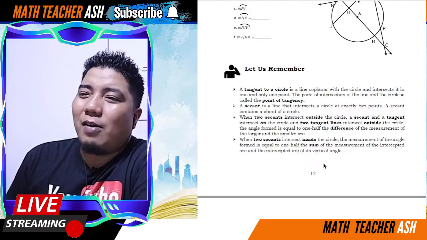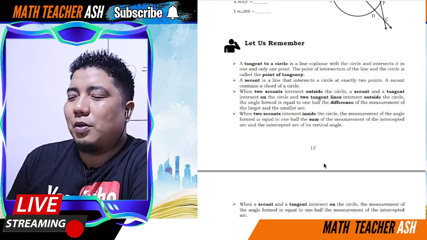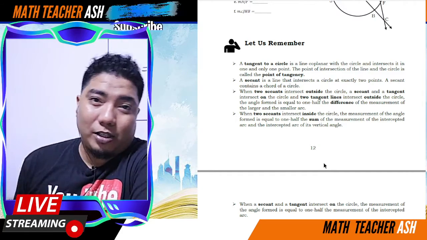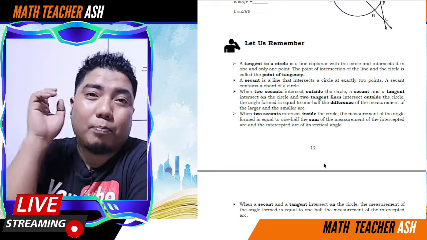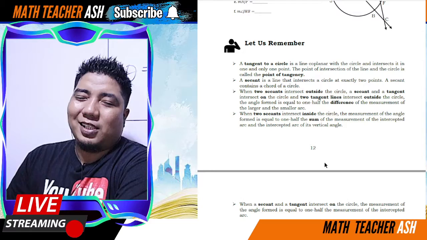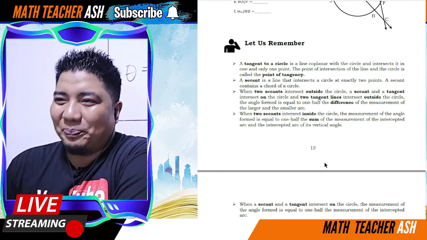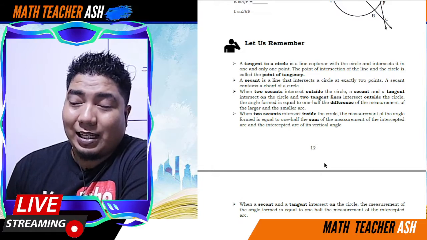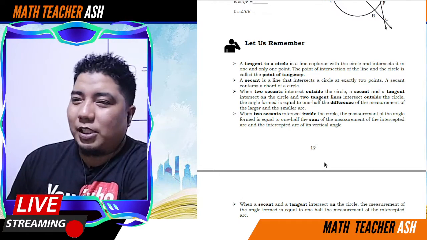Okay, my dear. Now, let us remember. So, here, we have the tangent to a circle that is just a line that intersects the circle in exactly one point, and that point of intersection is known as the point of tangency. Yon, grabe, ang bilis nun. Next is the secant. So, secant is a line that intersects the circle in exactly 2 points.